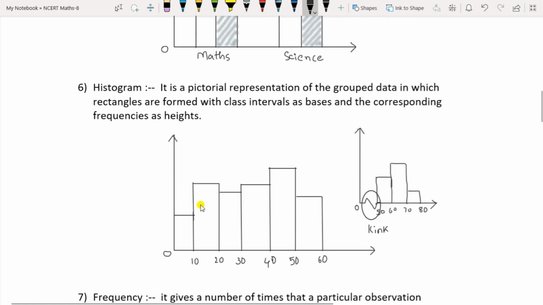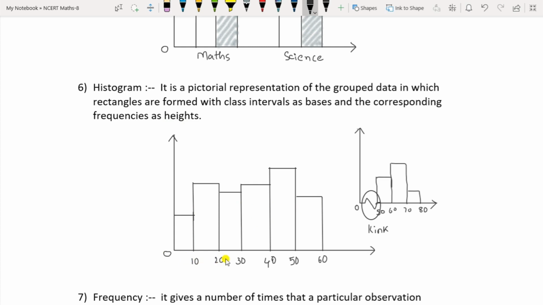Then comes the histogram type of graph. Another type of graph is a histogram. It is a pictorial presentation of the grouped data in which rectangles are formed with class intervals as the basis and the corresponding frequencies as the height. So here the graph goes on in continuous form. There is no break here. It goes on in continuous form.